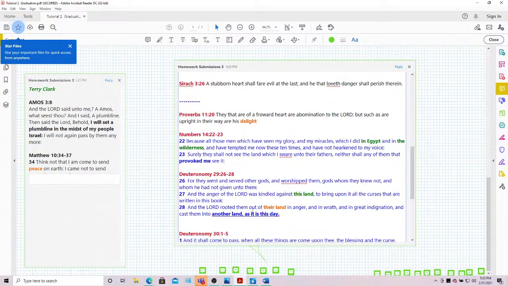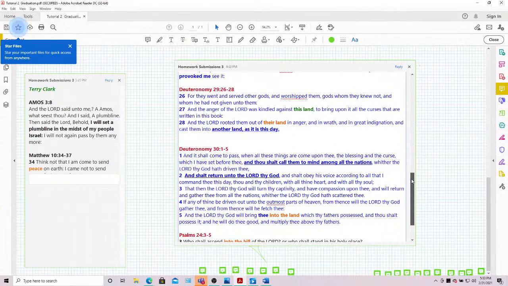And the Lord rooted them out of their land in anger, and in wrath, and in great indignation, and cast them into another land, as it is this day, because we're not in our land. We're still in captivity. We're still in our timeout corner, learning what we did wrong and trying to get it right. So just as the Most High had told us in Numbers chapter 14, verse 23, surely they shall not see the land which I swore unto their fathers, neither shall any of them that provoked me see it. And all of us, we've done stuff that have provoked the Most High. So we have to get it right, and we're standing in the corner, so we're in timeout.